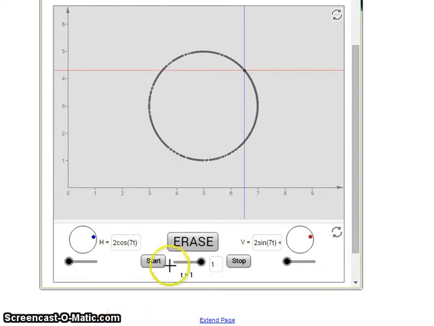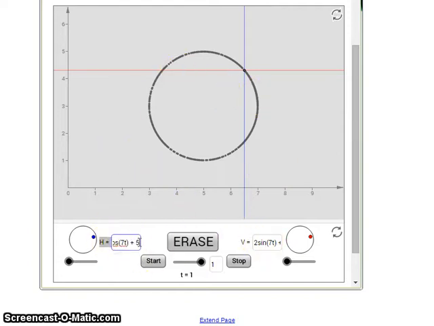And so you might or might not be surprised to see a circle. The reason is because we have the horizontal changing by cosine, the vertical changing by sine, and that's basically our unit circle. And so the parametric equations can give us fairly complex motion with simple equations.